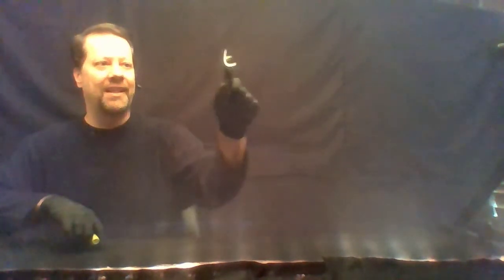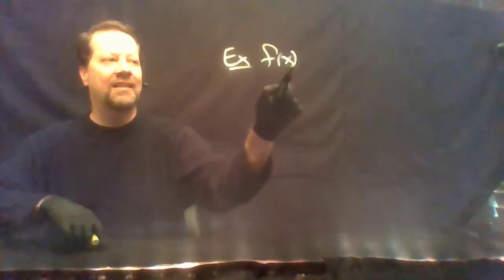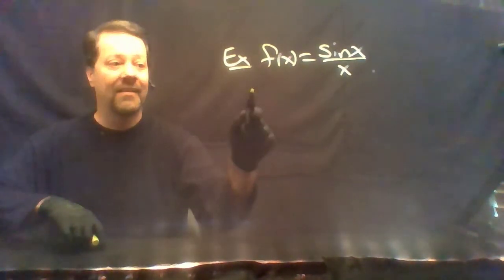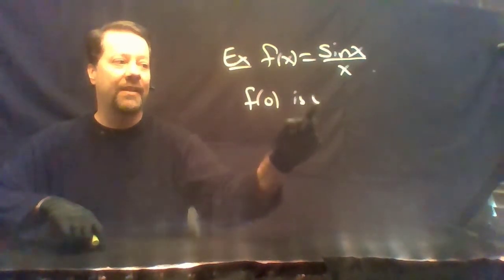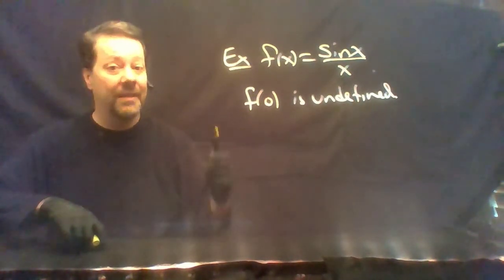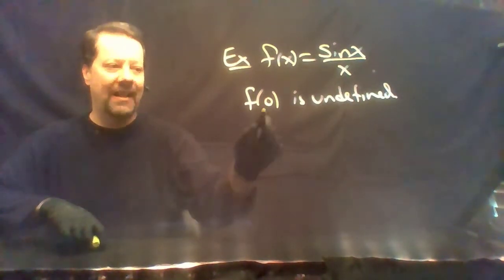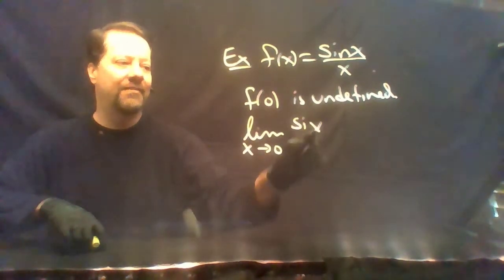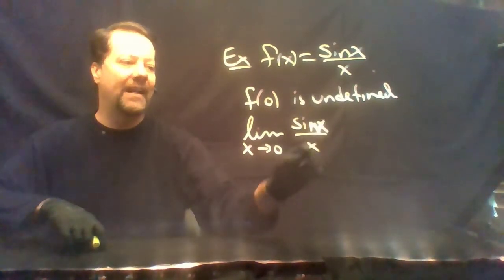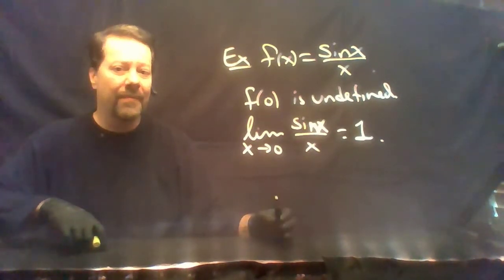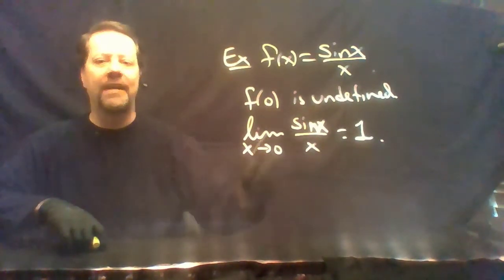We can easily come up with functions that have removable discontinuities. For example, consider the function sine of x divided by x. F of 0 is undefined. Therefore, this function is certainly not continuous at x equals 0. But we do know the limit as x goes to 0 of the sine of x divided by x is 1. We worked hard to prove this. So the limit exists, but the function value is undefined.